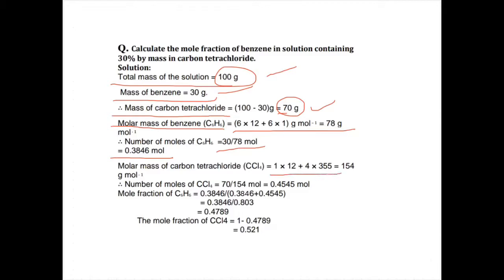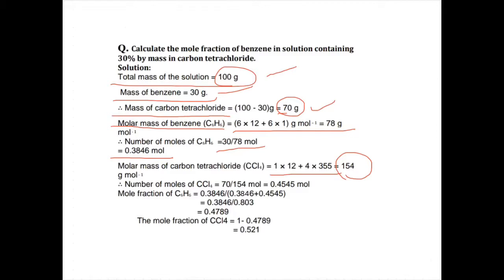Now the molar mass of carbon tetrachloride, that is CCl4, is equal to 1 into 12 plus 4 into 35.5, because in carbon tetrachloride we have 1 carbon atom and 4 chlorine atoms, and the mass of a chlorine atom is 35.5. Therefore 1 into 12 plus 4 into 35.5 is equal to 154 gram per mole. Now the number of moles of carbon tetrachloride will be 70 divided by 154 mole, which is 0.4545 mole.